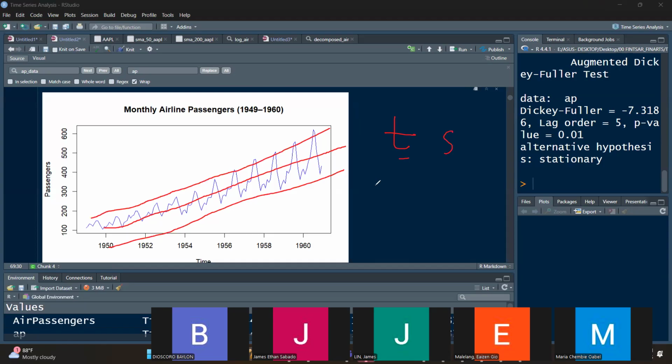Okay, so that's what this is saying. Strictly speaking, if it has a trend, then we can say that it is not stationary, because it has a trend. That's what the KPSS test is proving.